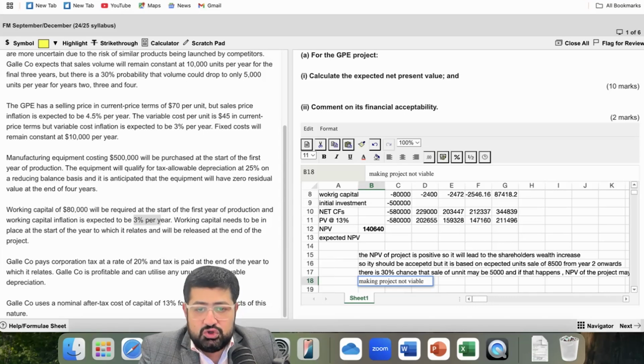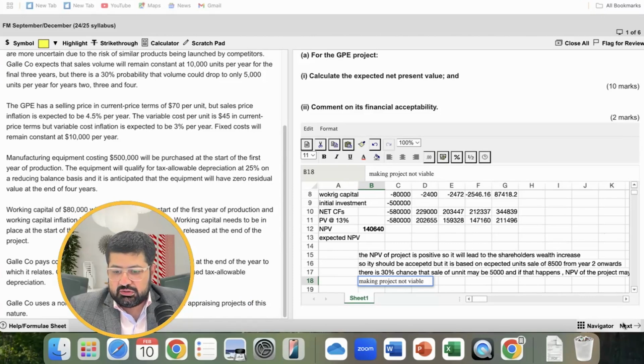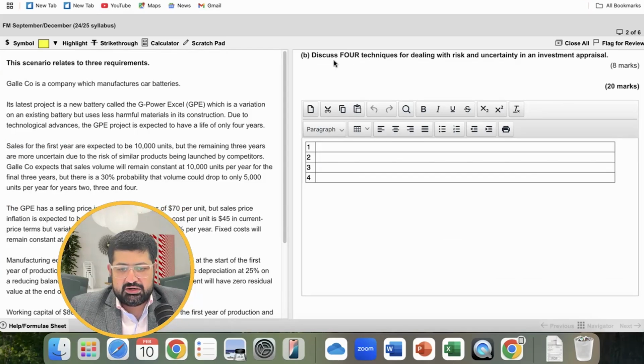So this is how you have to discuss it. Normally students say NPV is positive, so it should be accepted and done. But here there is some additional thing to be commented. 2 marks are here for comment. Second part of the question is here. Let us proceed towards the second part.